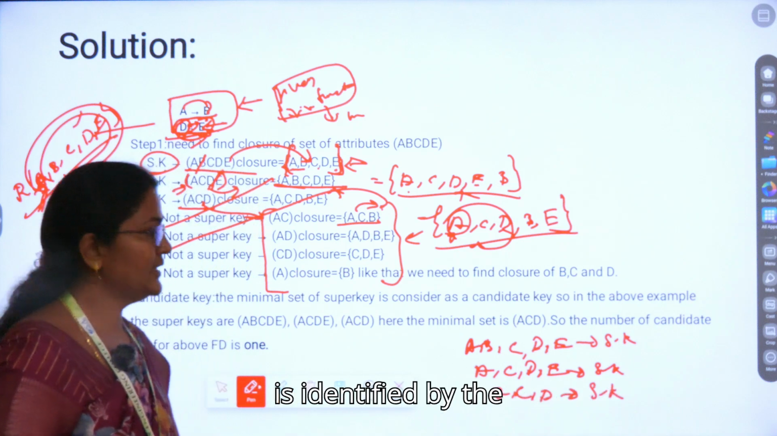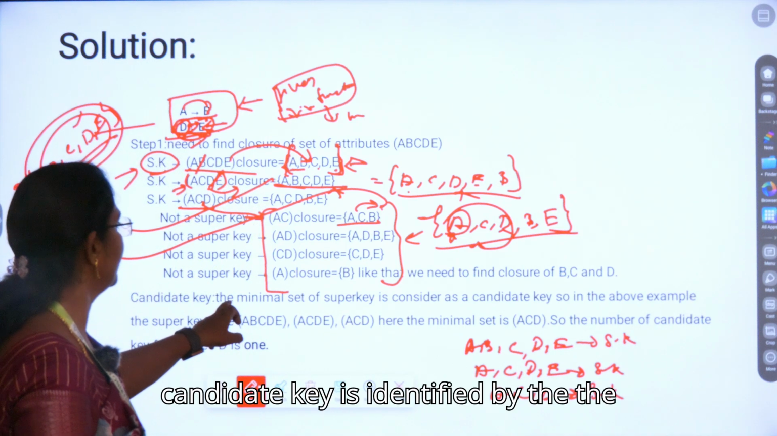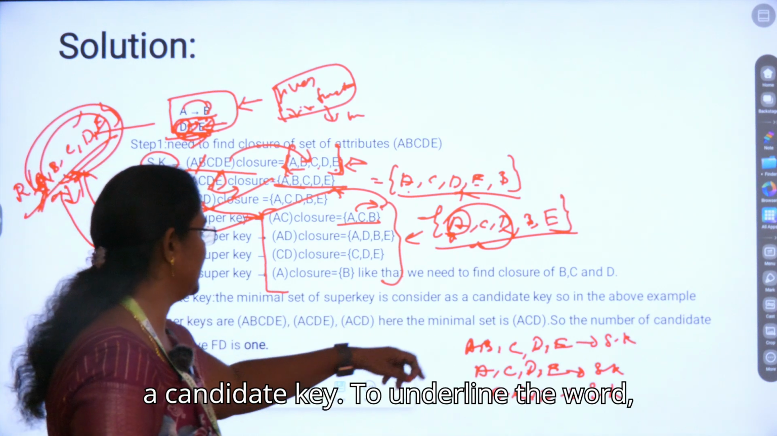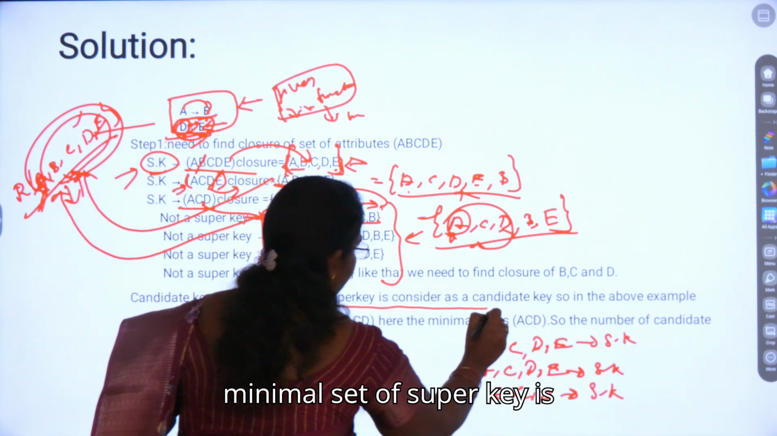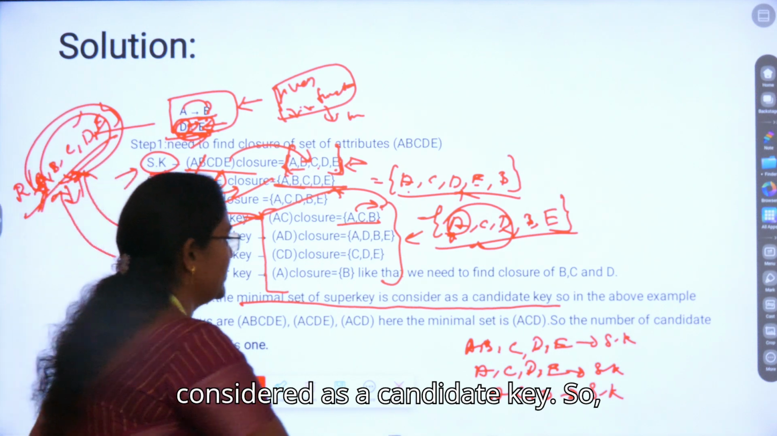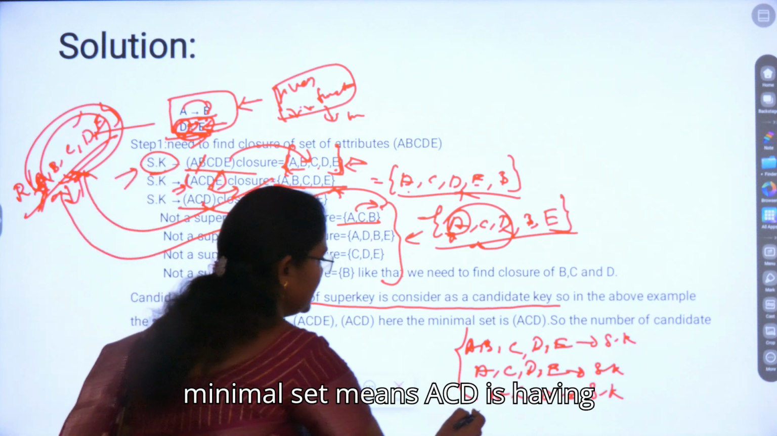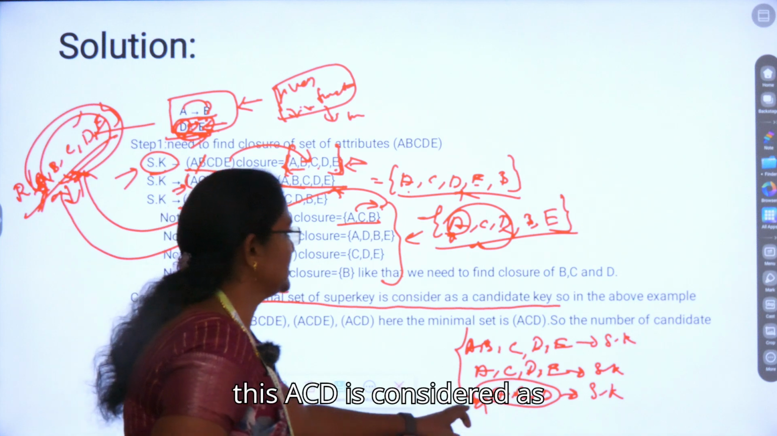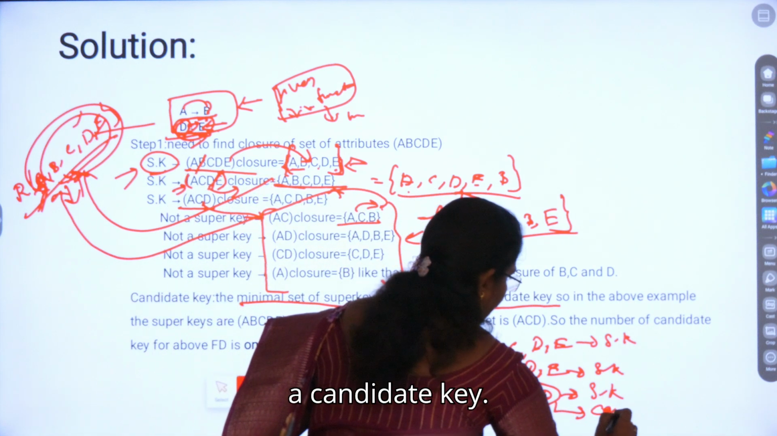So the candidate key is identified by the minimal set of super key. Underline the words: the minimal set of super key is considered a candidate key. So in these three, which one has the minimal set? ACD has the minimal set of keys. So this ACD is considered a candidate key.